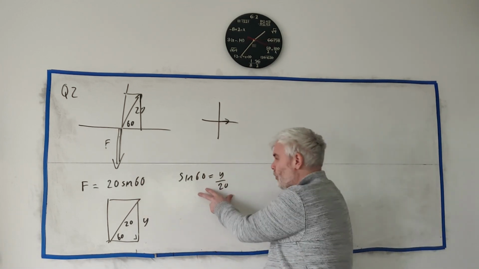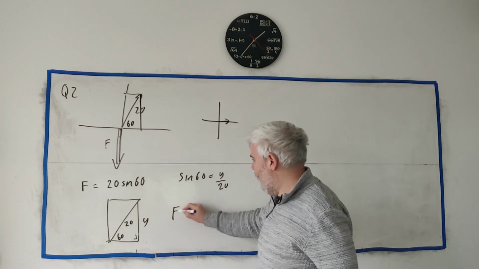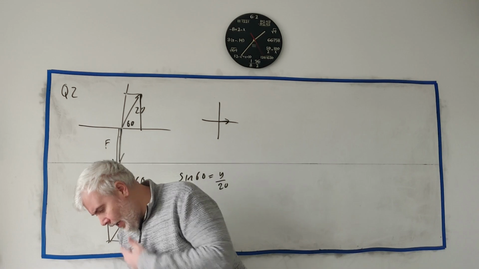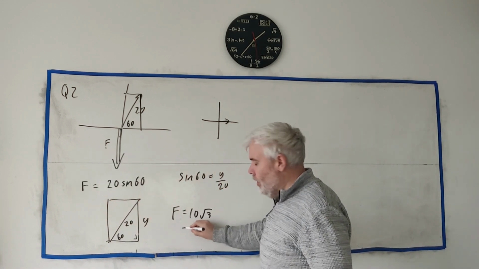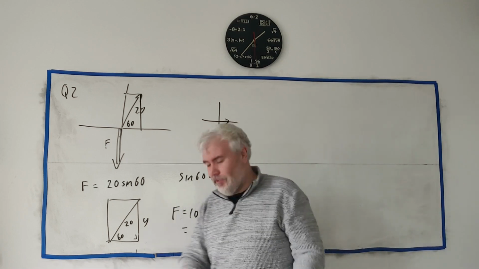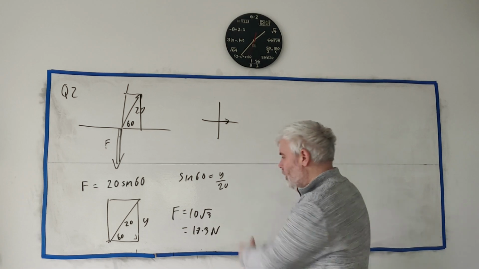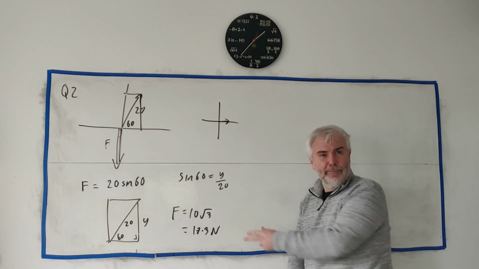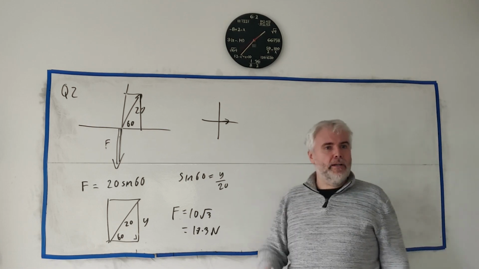And again, you don't have to write this, you can jump straight to that. That's a known thing. Sorry, F, put that into a calculator. And what number do we get out? We get 10 square root 3. But again, mechanics, we like using just normal numbers. 17.3 newtons. Although I will use this number again in the next part, because I want to have the exact answer. Okay, that's it for part A.